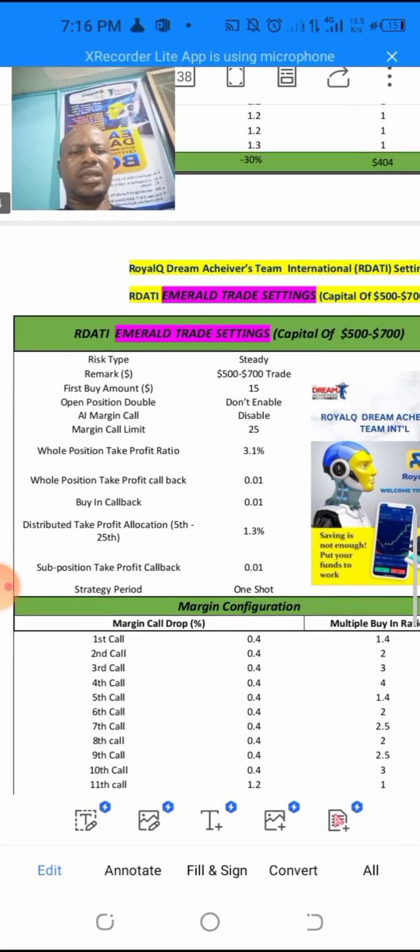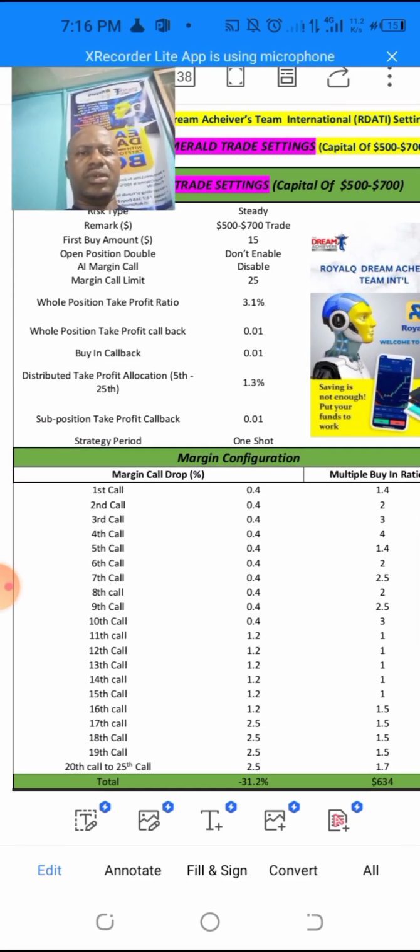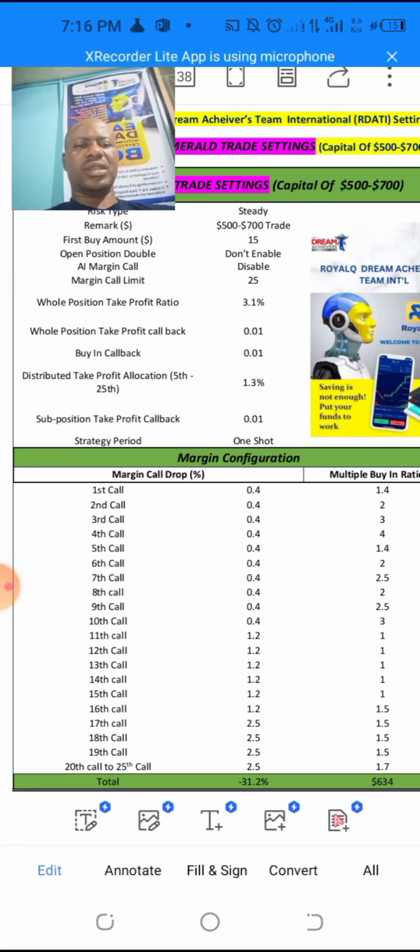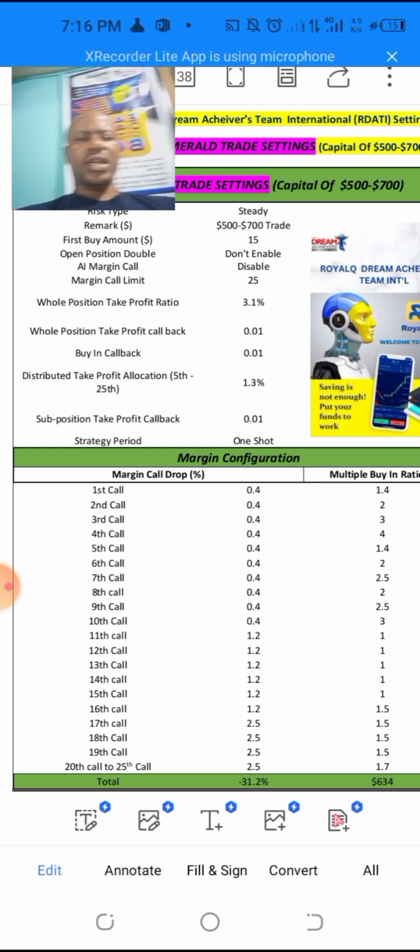So I just want to add more to this video to show evidence of this strategy, these 6 steps, and to show you that it works with our RoyalQ bot with these strategies.